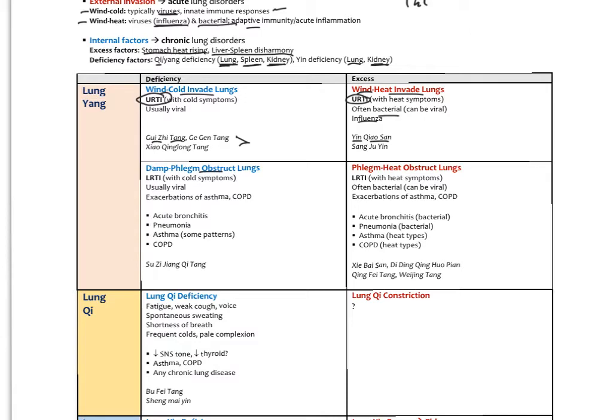Those are technically heat-clearing type remedies, and they would not be applicable to the typical cold with low fever, with feeling cold, with sort of clear mucus and that sort of thing. So that's the lung yang disorders.